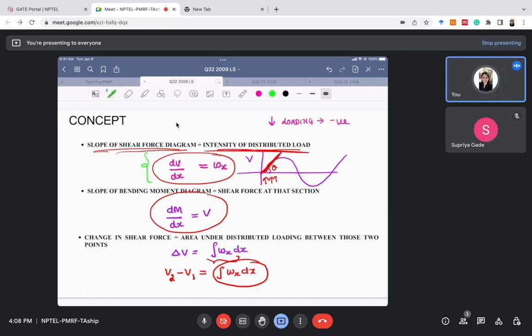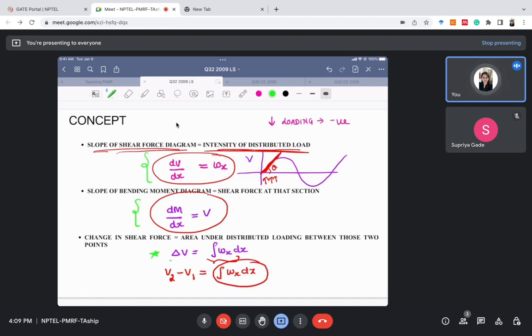The first point is the slope of the shear force diagram is equal to the intensity of the distributed loading. The second point is the slope of the bending moment diagram is equal to the shear force at that section. The third and a very important point is the change in the shear force is equal to the area under the distributed loading between those two points. For now, just keep in mind these points and then I'll tell you how to implement these.